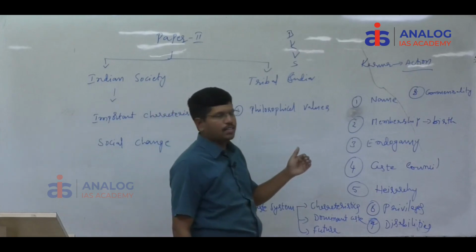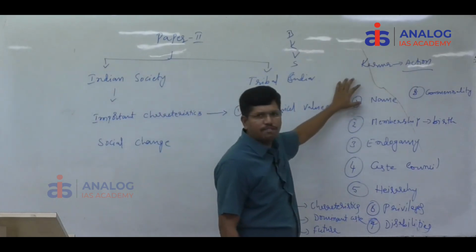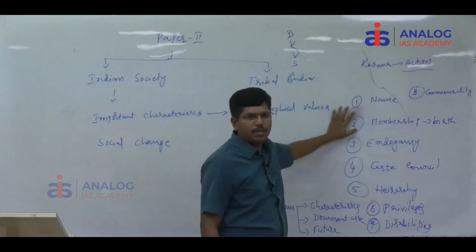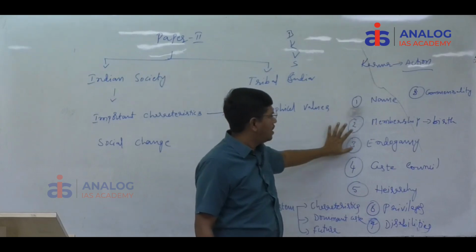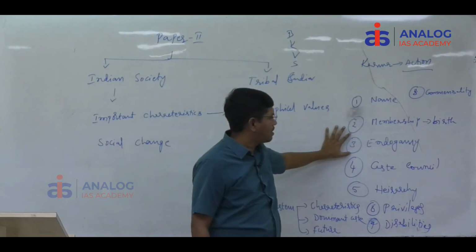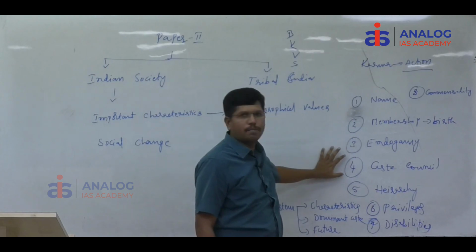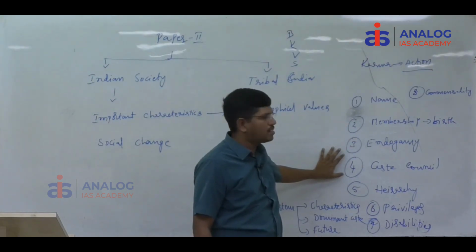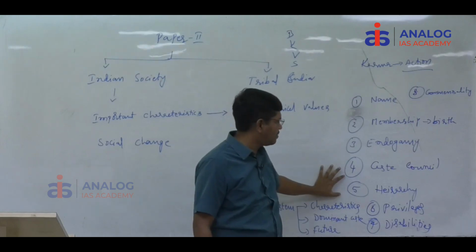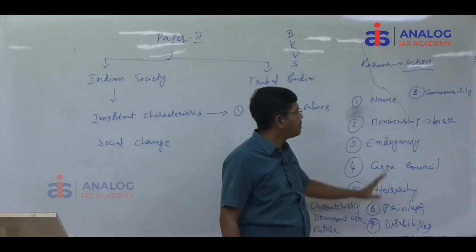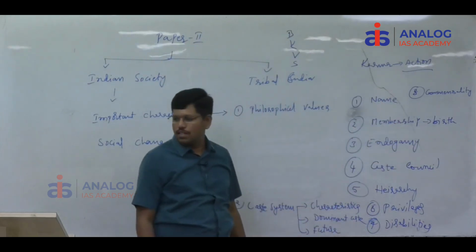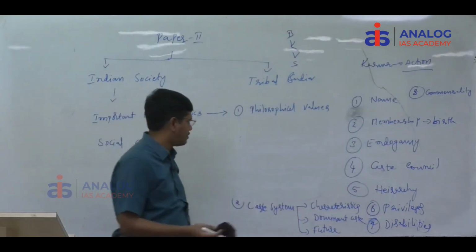All these are the characteristics of the caste or caste system. Each and every caste has a name, and membership in a particular caste is because of birth. In every caste we can come across the practice of endogamy, the enormous influence of caste councils, and the existence of hierarchy. Based on the hierarchy, privileges, disabilities, commensality, all these are the characteristics of caste.